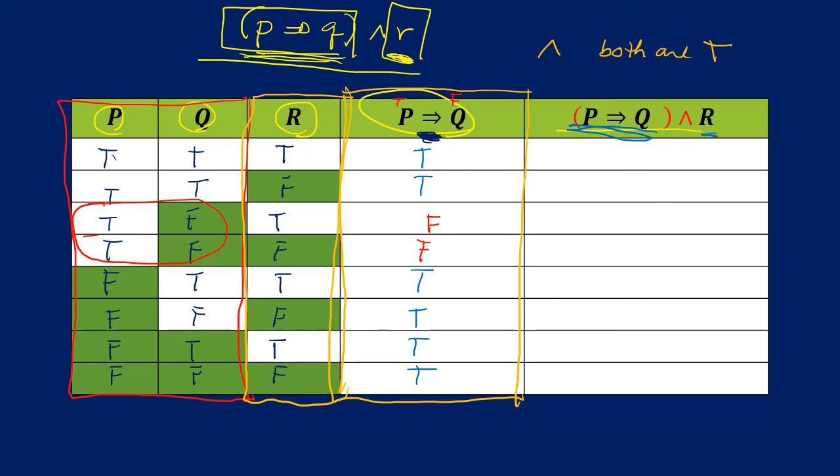So when are they both true? For the first row, they're both true. Here they're both true, so this is true. Here one is false, one is true, so the statement is false. And then here, both of them are true. And lastly, you get false here. So that's how you construct the truth table of this proposition.